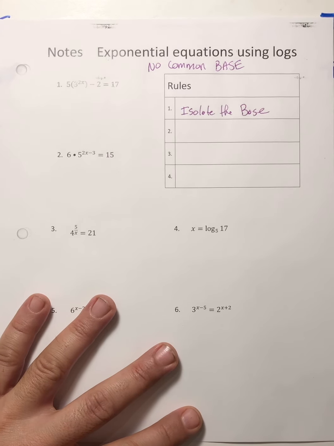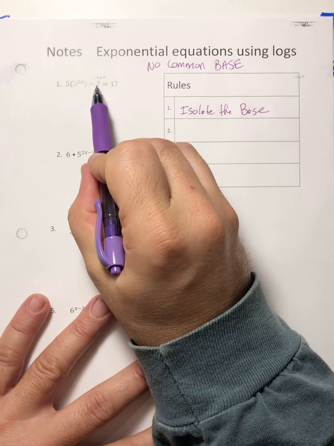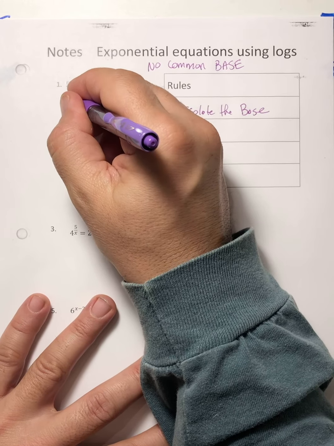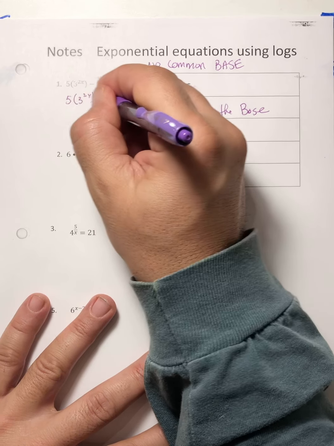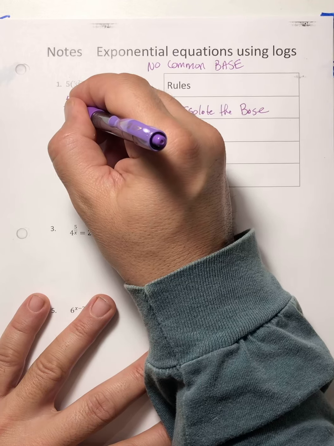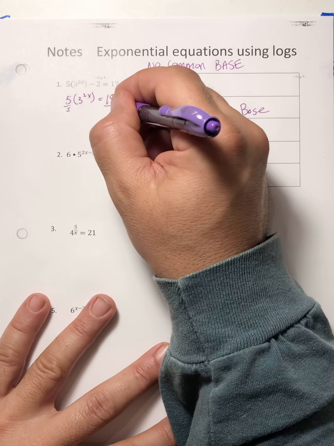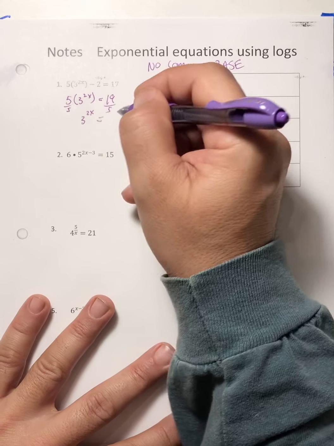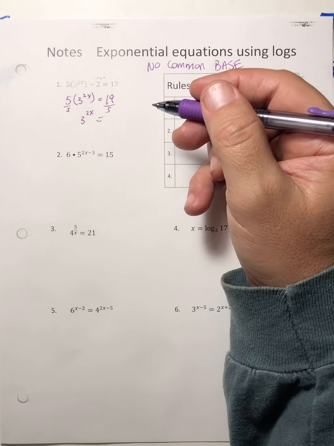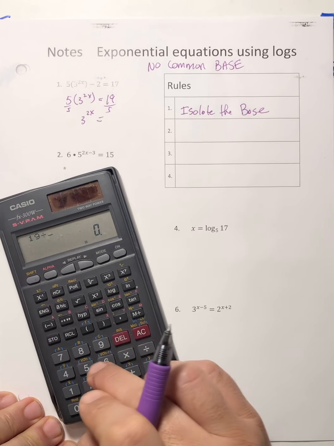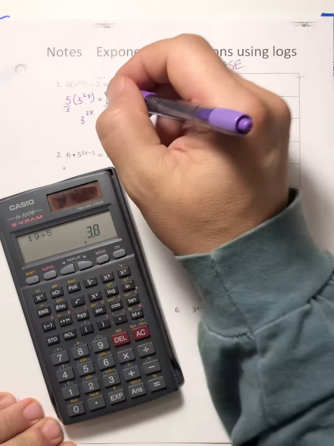That's still the same. Okay, so what's my algebra telling me to do? I got to add, right? So that gets me a 19. Now I got to divide by 5. Okay, so I have what? 3 to the 2x power equals 19 divided by 5. That's actually a nice decimal. So 19 divided by 5 is 3.8.